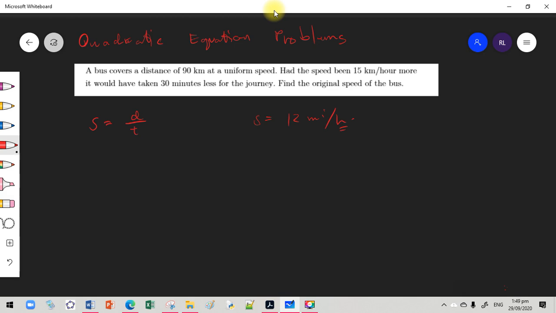So we can rewrite this further as s times t, that becomes distance. If we multiply the speed and time, you get the distance. And if you want to get the time, time is just distance divided by speed. So that's it for the quick review of the formula.